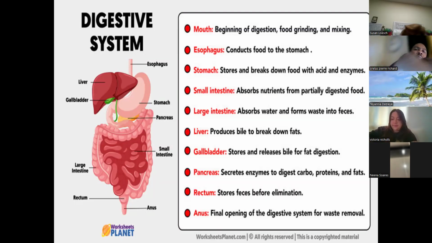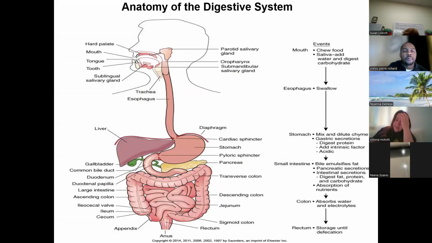The pancreas puts out enzymes. Those enzymes are going to break down carbohydrates, proteins, and fats. Your rectum stores the stool before we eliminate. And then the anus, of course, is the place where it exits. So that's just another diagram showing you the entire events that we just talked about.